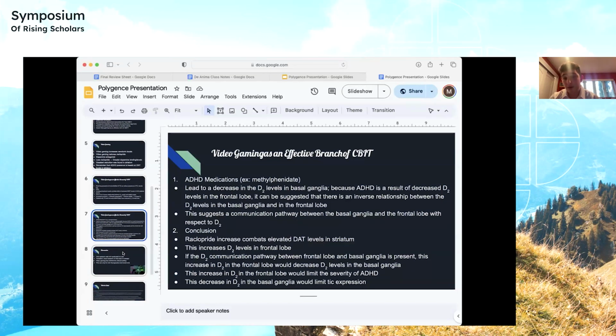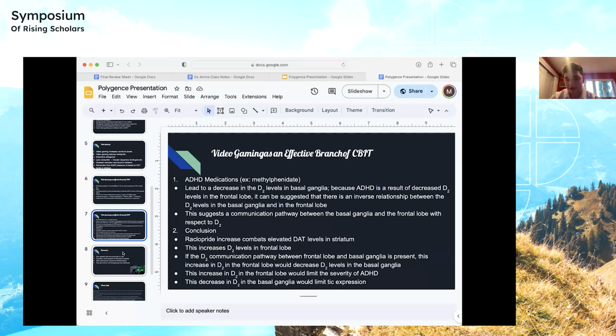Now, this will tie it all together. Methylphenidate is an ADHD medication. Methylphenidate leads to a decrease in D2 levels in the basal ganglia. But ADHD is focused on the frontal lobe and the striatum. So because ADHD is a result of decreased D2 levels in the frontal lobe, it can be suggested that there is a relationship between the D2 levels in the basal ganglia and the frontal lobe. In essence, ADHD medication fundamentally serves the purpose of increasing D2 levels.